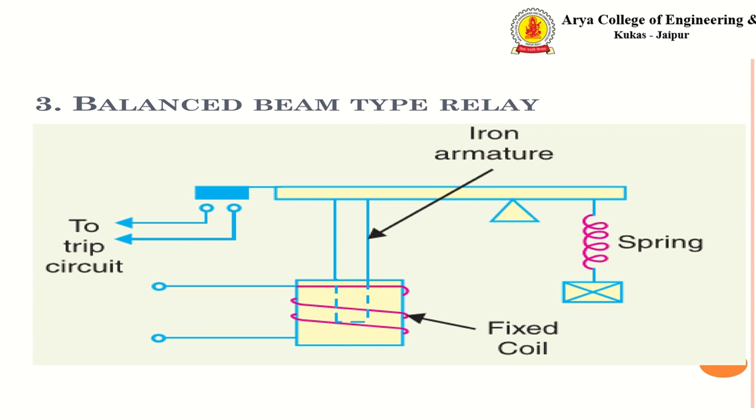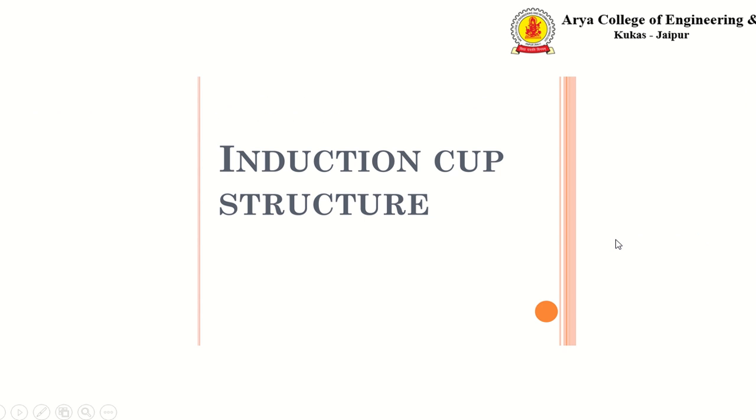Now, balanced beam type relay. Iron armature is used. This is what goes to the trip circuit. It is a fixed coil type arrangement and this is the spring.